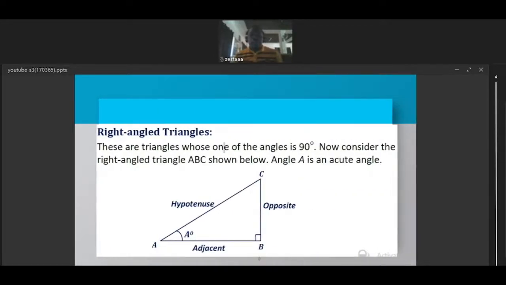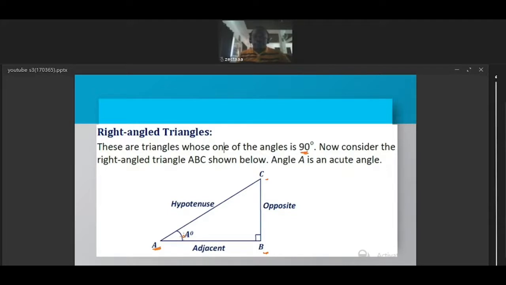To begin with the right angle triangle, these are triangles where one of the angles is 90 degrees. That's a right angle triangle. Now, if we consider a right angle triangle ABC, we have point A, point B, and also point C. All these parts have names. The angle A is called the acute angle.